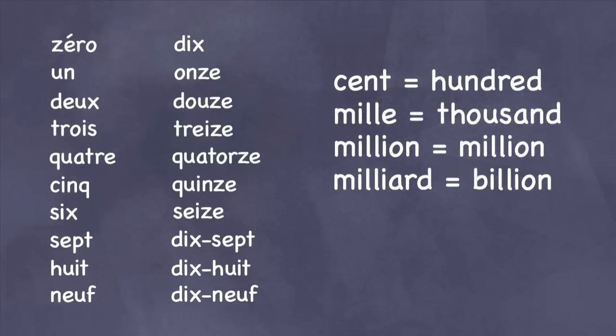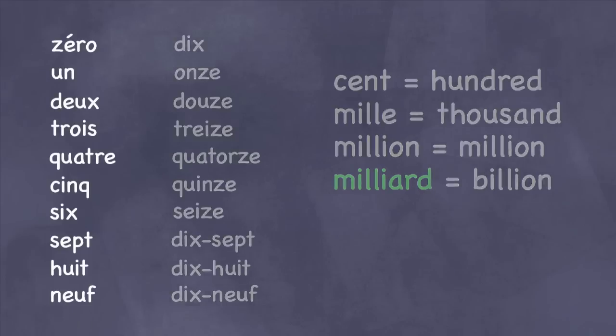Here are the ingredients you will need to form larger numbers. 100 is cent, 1000 is mille, million is million, and milliard is billion. Counting from 100 to 1000 is easy. There are just a couple rules to remember.